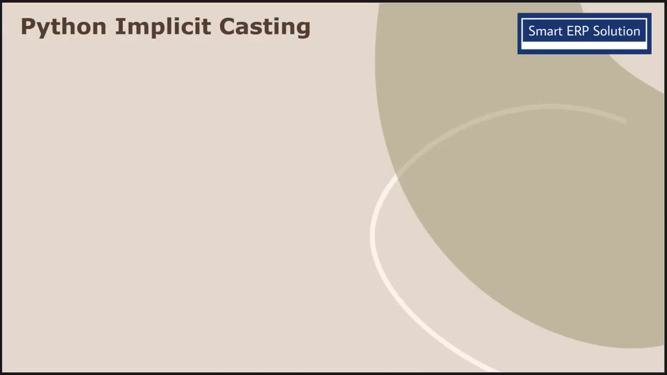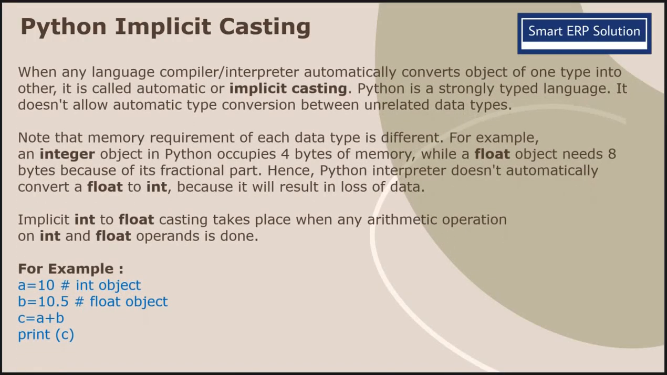Python implicit casting. When any language, compiler or interpreter automatically converts an object of one type into another, it is called automatic or implicit casting. Python is a strongly typed language. It does not allow automatic type casting conversion between unrelated data types. Note that the memory requirement of each data type is different.